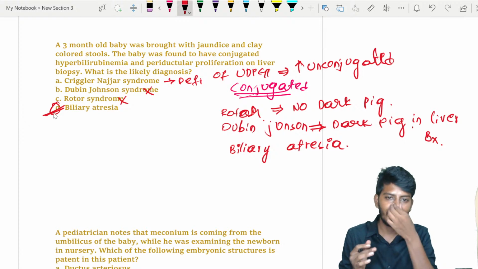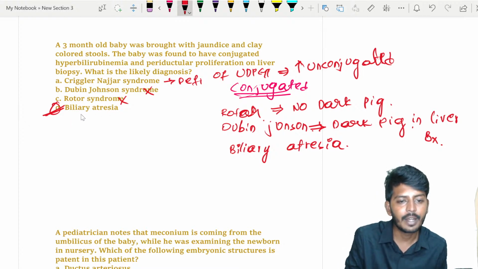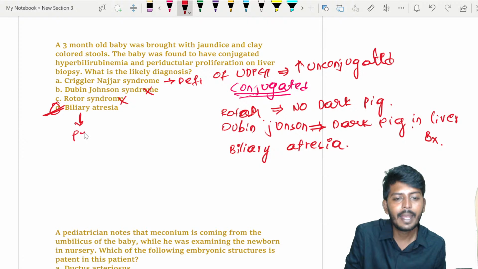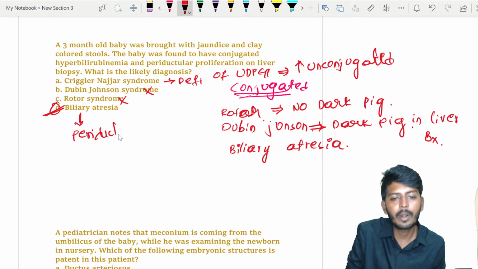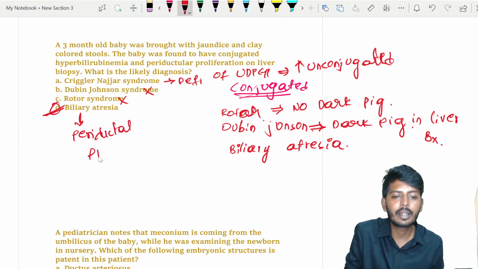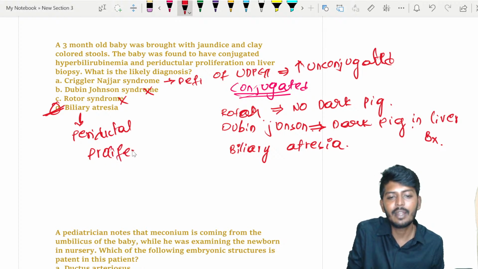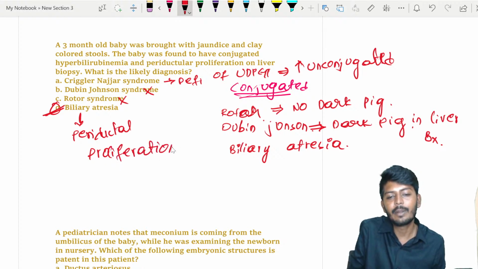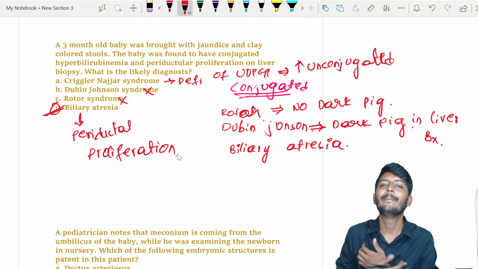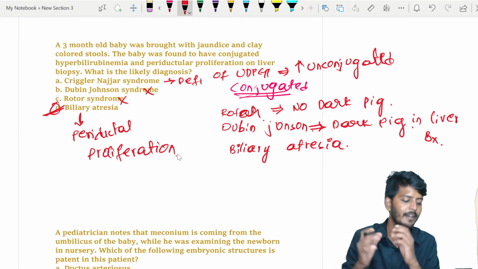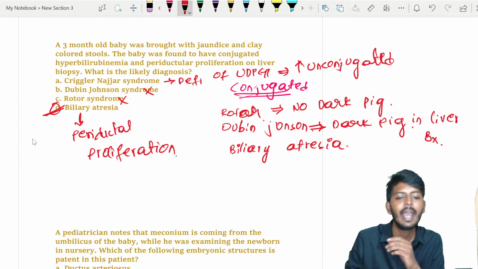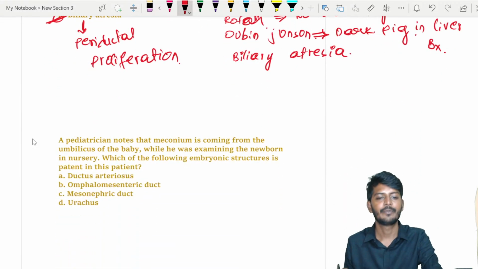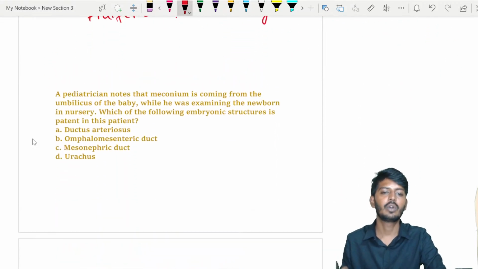So biliary atresia will have periductal proliferation. This is very, very important. Biliary atresia is the absence of part of the biliary tract. You're absolutely correct. The answer is biliary atresia. Very good, children. Let's go to the next question.